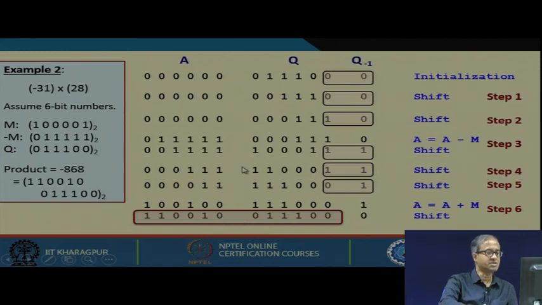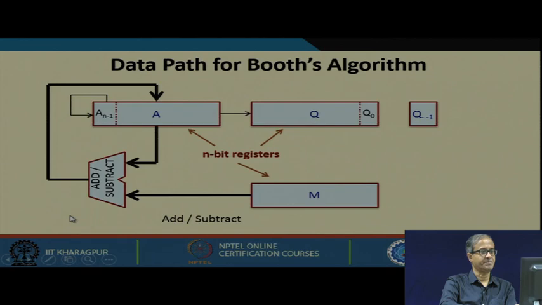So you see that Booth's algorithm is simple. In this example you have seen that you are able to skip 1, 2, 3, 4 times. Only twice you needed to do some addition or subtraction. Okay. So this method is significantly faster as compared to the previous shift and add multiplication method.